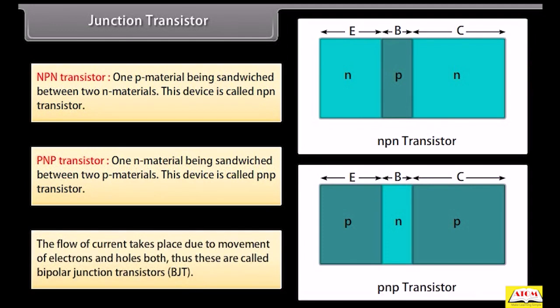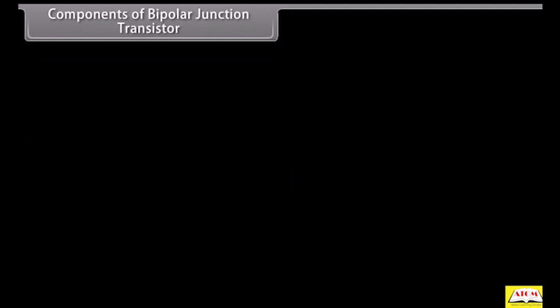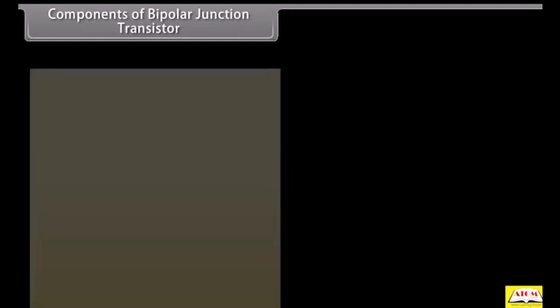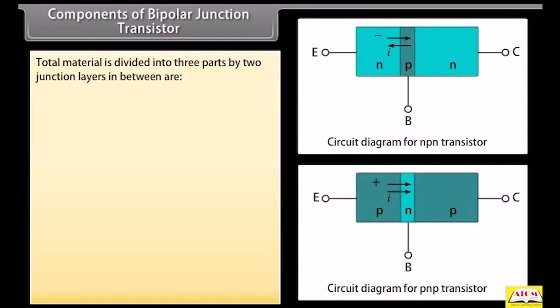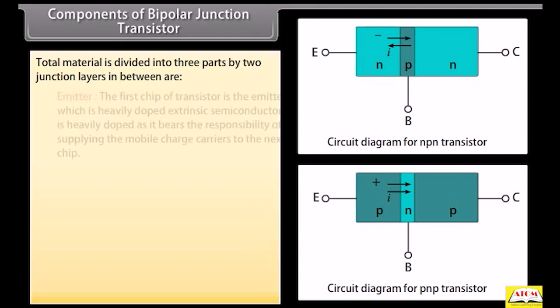The flow of current takes place due to movement of electrons and holes both. Thus, these are called bipolar junction transistors. Components of a bipolar junction transistor. The total material is divided into three parts by two junction layers in between: emitter, base, and collector.